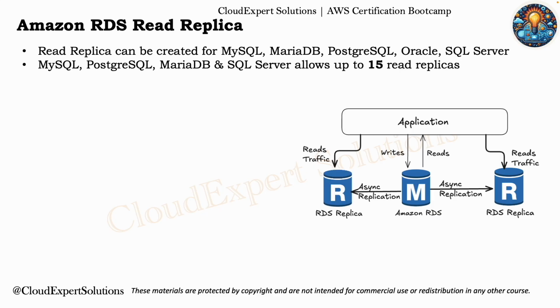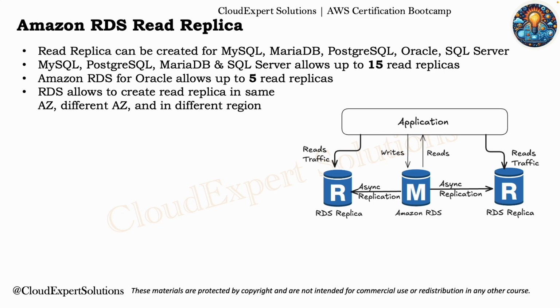Amazon RDS for MySQL, PostgreSQL, MariaDB, and SQL Server allow you to add up to 15 read replicas to each database instance, whereas Amazon RDS for Oracle only allows up to 5 read replicas to each database instance. RDS also allows you to create a read replica in the same availability zone, a different availability zone, and also in a different AWS region. An RDS read replica can also be promoted when needed to become a standalone database engine, and this is a manual effort. There is no automation involved here.